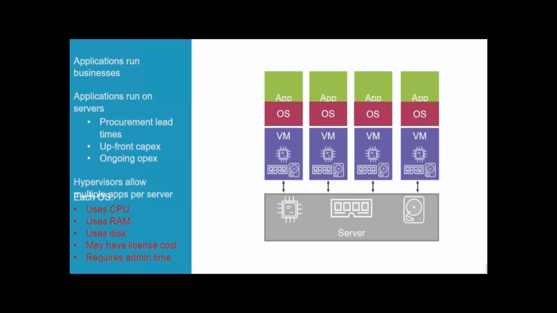Fine. So why did we require 4 VMs, first of all? Because the 4 belong to different companies. They are different applications. Each application requires its own space to run, its own private area to run, right? So that concept will still remain.